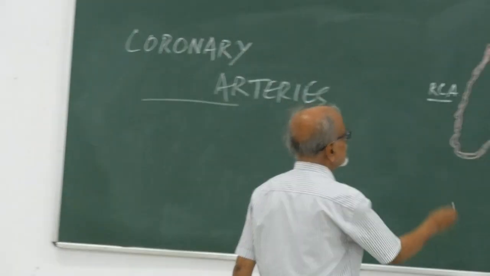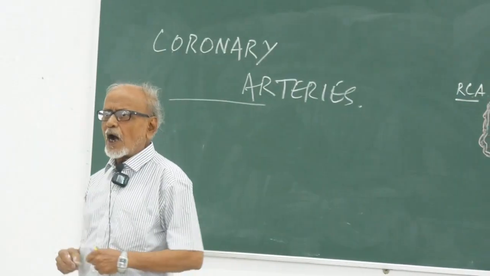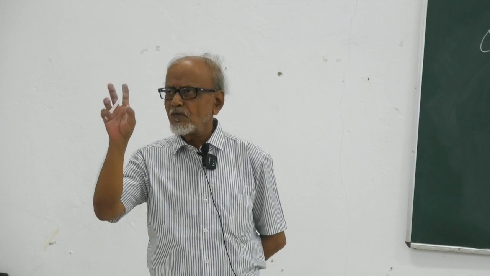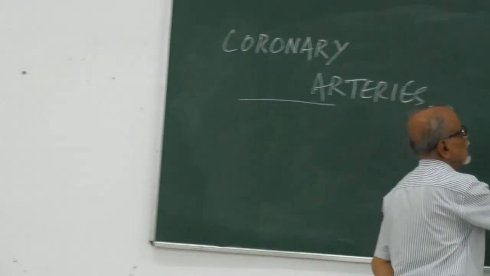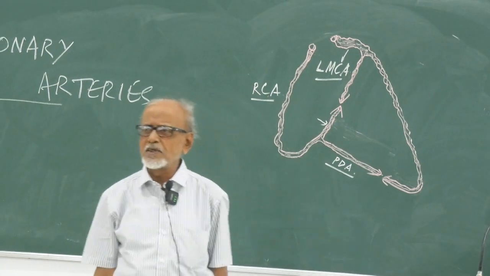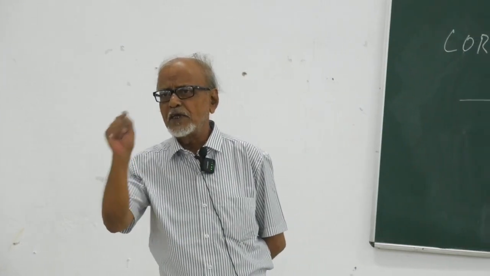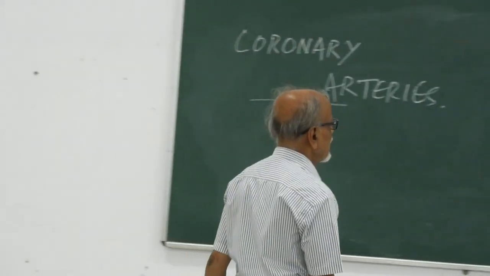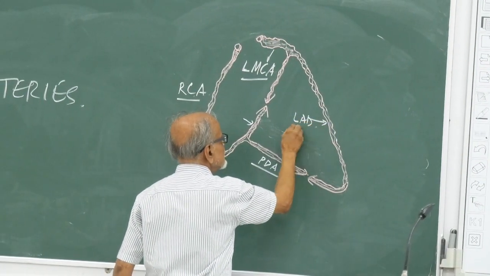Now, reaching this point in the heart, the artery usually divides into two very important branches. One is this one, this larger one. Clinicians call this vessel the LAD, left anterior descending artery.